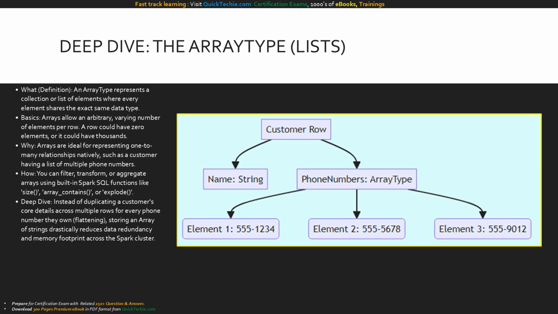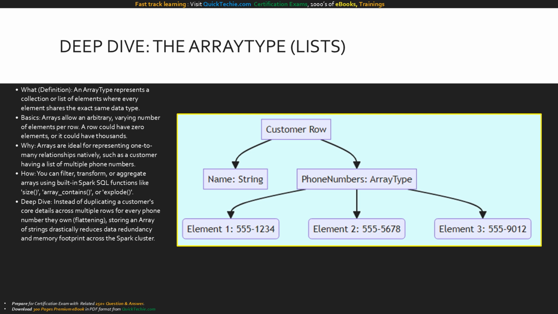How do we manipulate them? Spark provides a rich set of built-in functions. You can check the length with size, check for specific items with array contains, or flatten the array. In our deep dive, consider the alternative. If we didn't have arrays, we'd have to flatten the table, repeating the user's name and ID on a new row for every single phone number. Arrays prevent this massive data duplication, keeping your data dense and your memory footprint low.